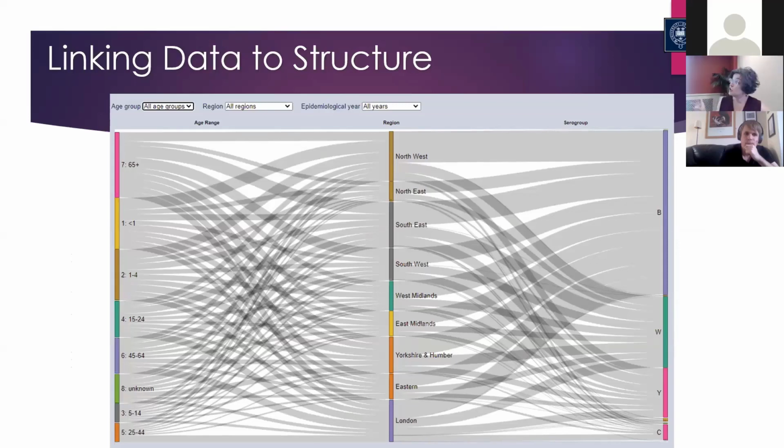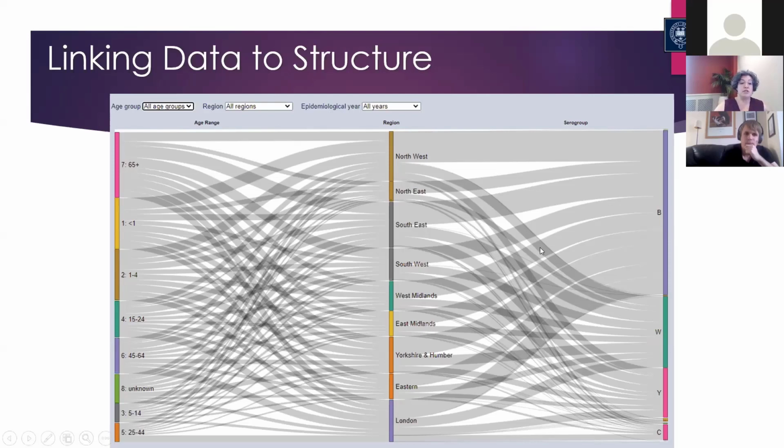Now, I realize this one looks a bit messy at the moment, and up at the top is a snapshot of the Sankey dashboard. I have listed here all of the epidemiological years for the meningococcal library, all of the regions that we have, and all of the age groups. So that is everything that we know at the moment.